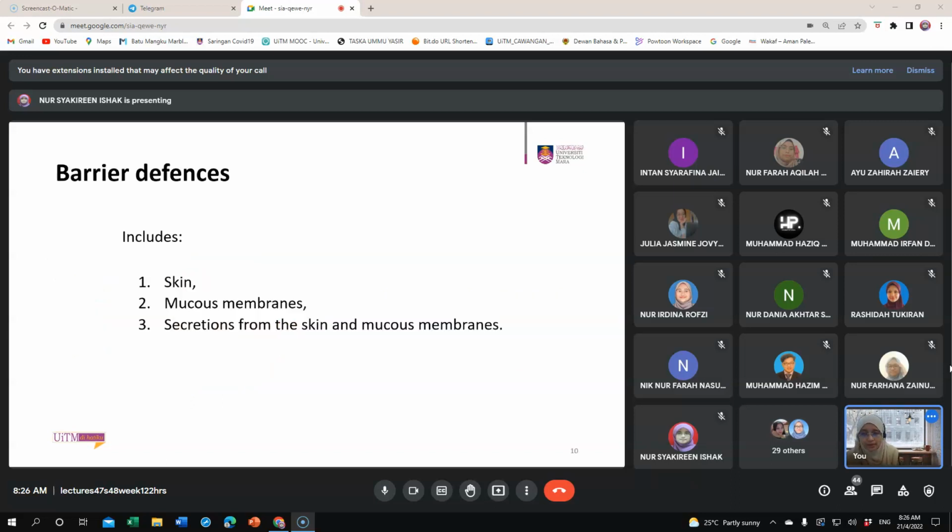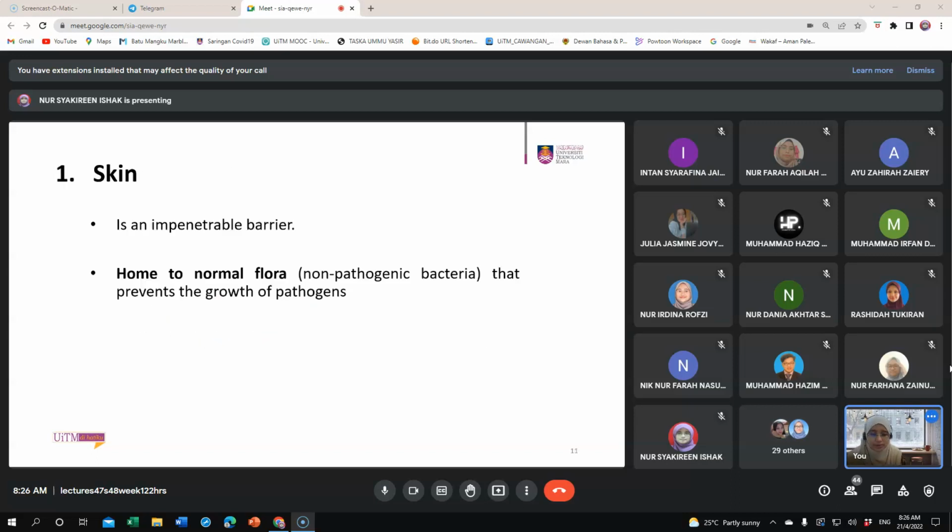So the barrier defense will include the skin, the mucous membrane, and then secretions from the skin and also the mucous membranes. So let's look at the skin first. The skin is an impenetrable barrier.